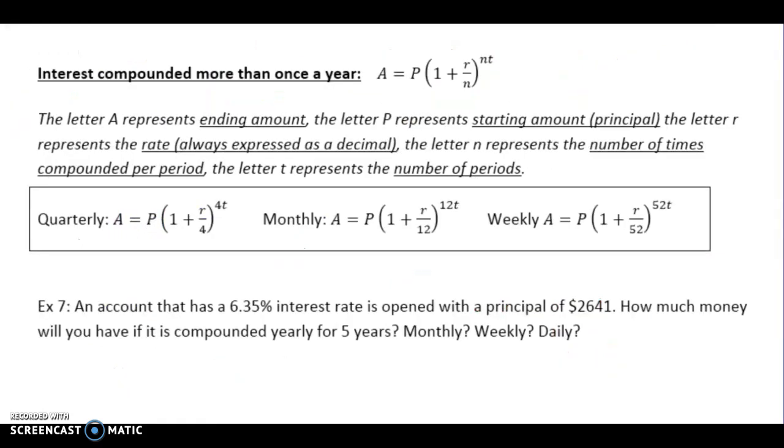Okay, so now we are back to growth. That's the only exponential decay that we're going to learn about. So now we're back to growth, and how do I know this is growth? It's a plus sign, right? All of these are plus signs.